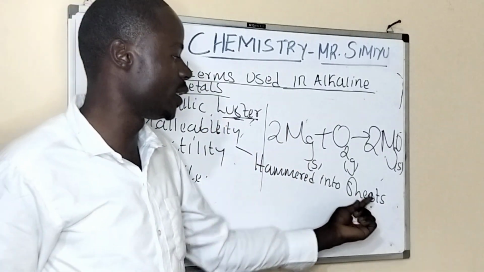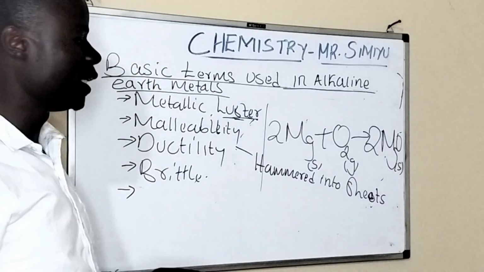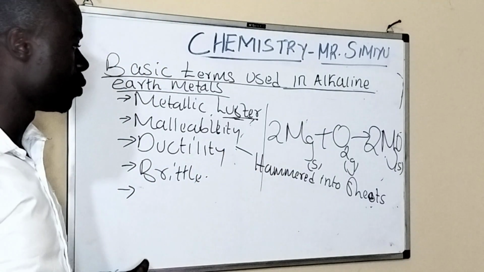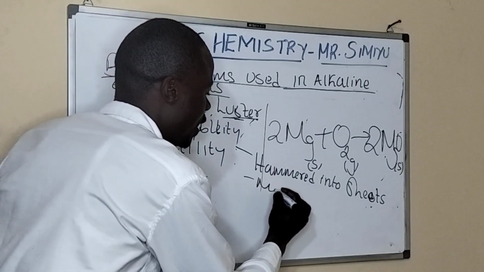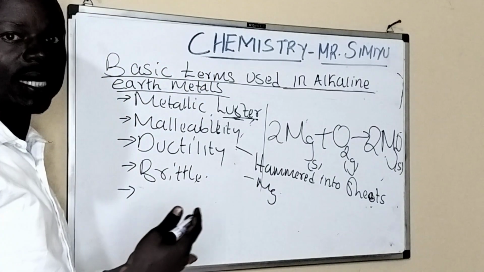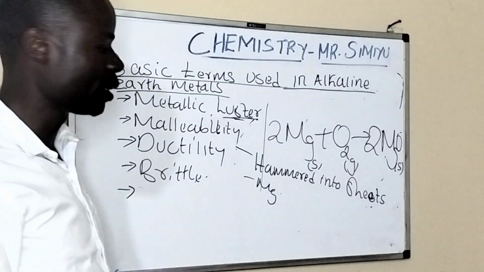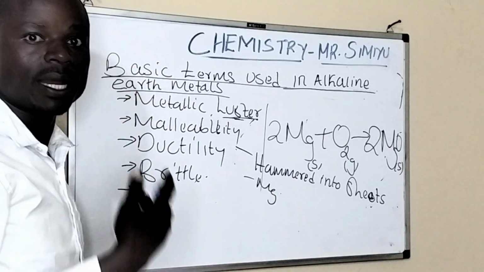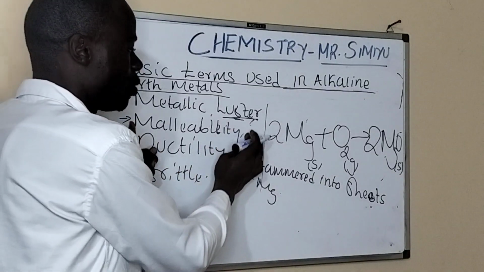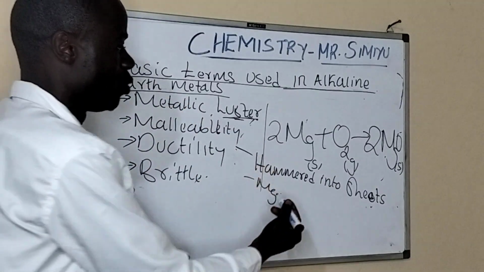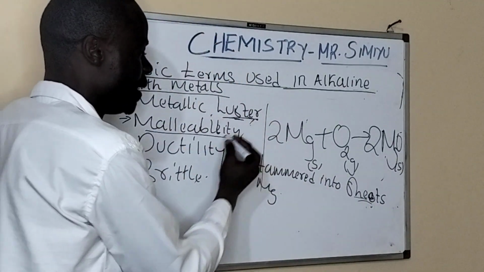The malleability of the metal, to be hammered into sheets, depends on the forces of attraction. Those metals that are very soft, like for example magnesium, can be hammered into sheets. You might have magnesium ribbon, or sheets made up of magnesium. Those sheets have been hammered. It was once a metal, and then it was hammered to form sheets. Hammered into sheets, we call it malleability, the ability of the metal to be hammered into sheets.